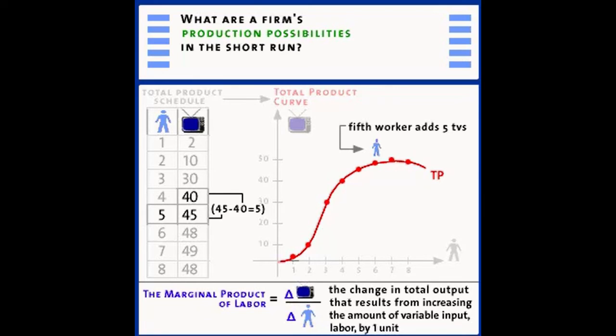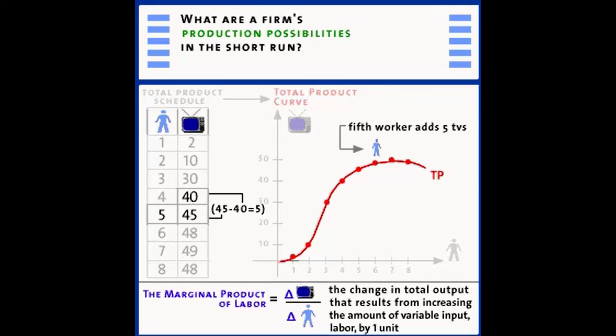Here's a little chart that we've made up that shows the marginal product of labor. I could have labeled it marginal product, but I decided instead to label it with the definition of marginal product, the change in total output, or televisions, that results from a change in the labor input.